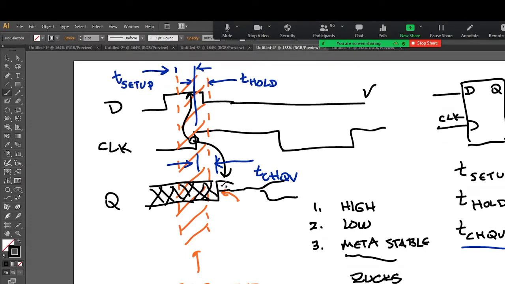This red line was before the TCHQV, so it was smaller than TCHQV. Okay.